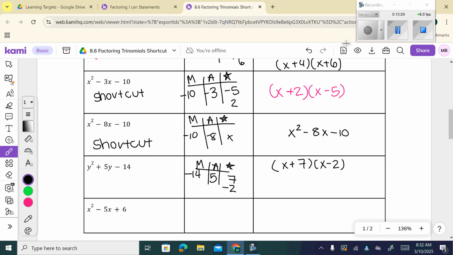Why is this not right? Because it's not x, it's y. There is no x in my problem, so it should be y plus 7 and y minus 2. If you put an x, you would get a point off on your test.